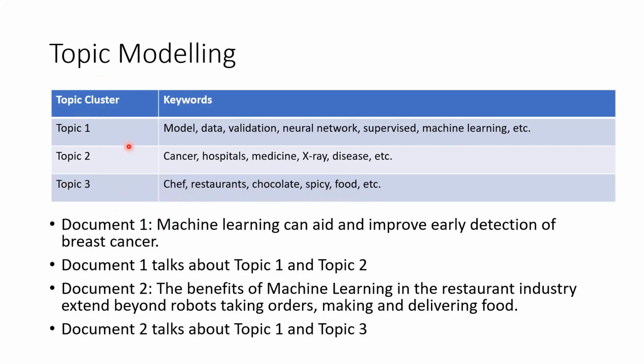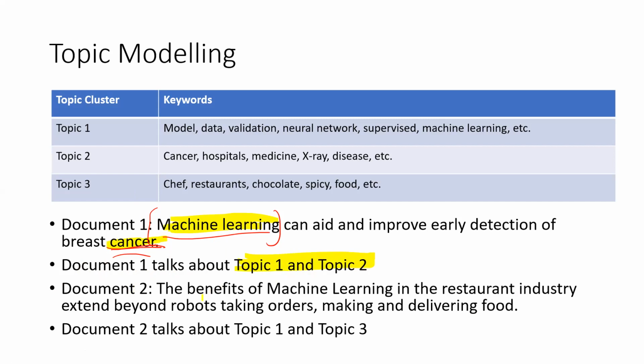So we have made these three topic clusters, and for example, document one comes in front of you, and it's written: machine learning can aid and improve early detection of breast cancer. So now we all know that here are machine learning and cancer. These are the two words. So obviously machine learning is part of topic one, and cancer is part of topic two, right? So we will use these as the matching keywords for matching the topic. So we will say document one is talking about topic one and topic two. This is the heading, right? Topic one and topic two both are being talked about in this document.